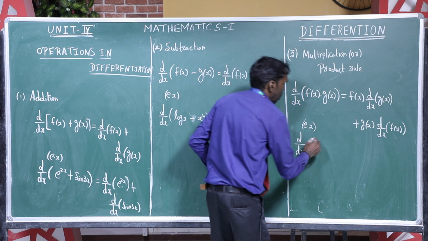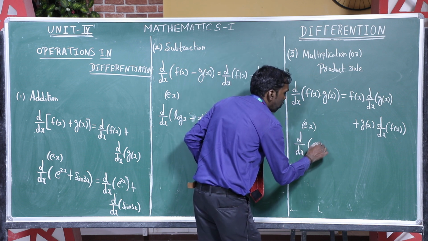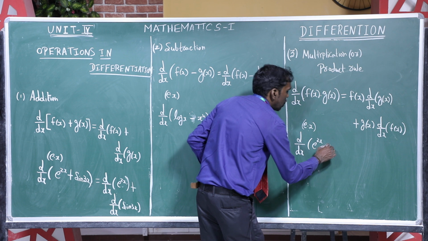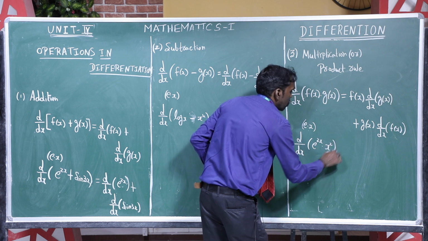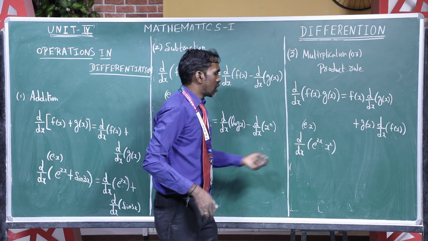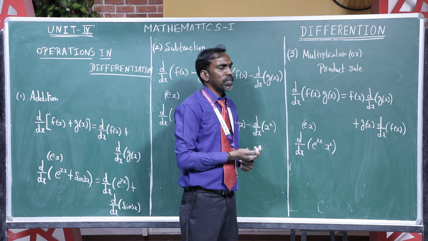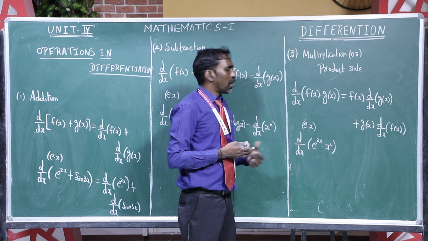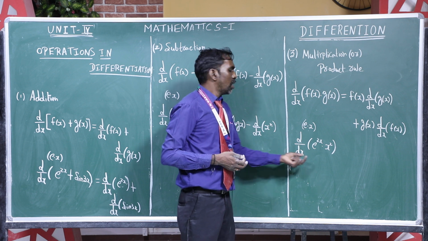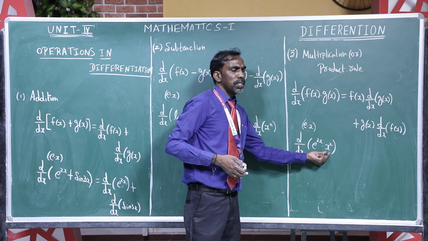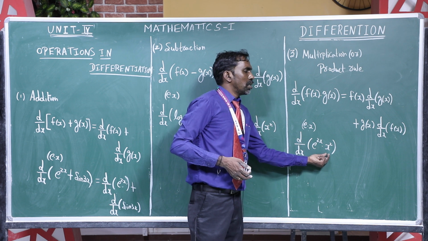Now here, e power 2x into x square. Both are different functions. This is an exponential function, this is an algebraic function. If they were the same kind of function I could add them, but these are different functions. If they are different functions, I can take the f of x and the g of x. This is f of x, here g of x.